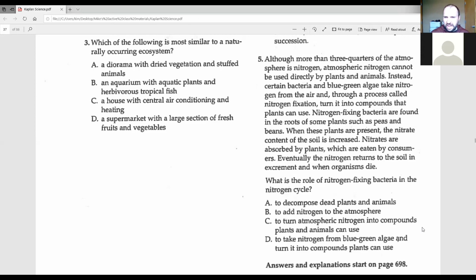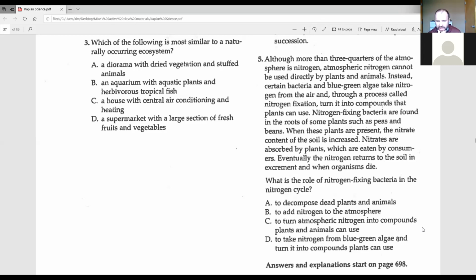even though there's a lot going on here, you should be able to easily figure out what the right answer is. The first one that I would get rid of most quickly and easily is B, to add nitrogen to the atmosphere. The first sentence says that the atmosphere is made up of 3/4, 75% nitrogen, right? There's nothing in there about nitrogen-fixing bacteria adding any nitrogen to the atmosphere. There's already a lot of it in there. So B, I would throw it out quickly.